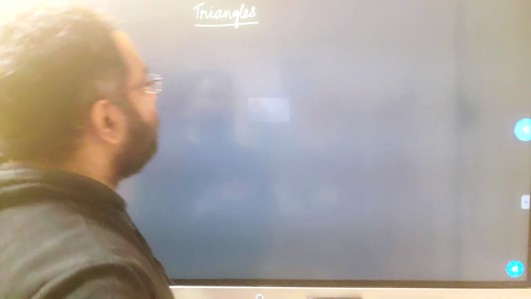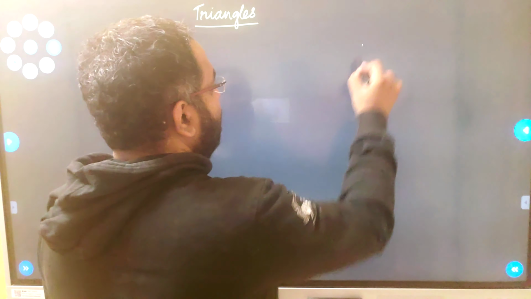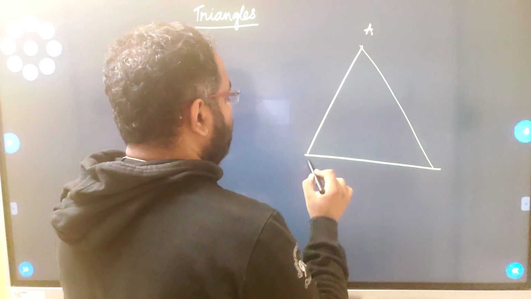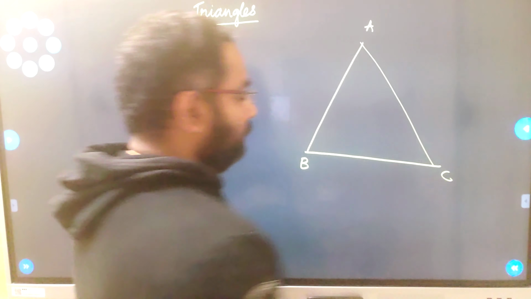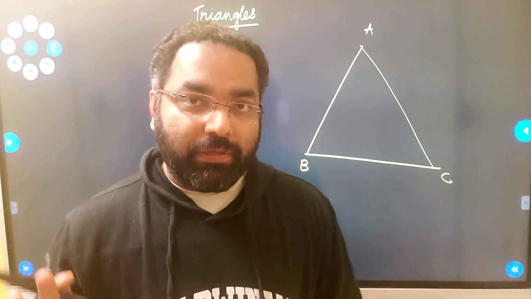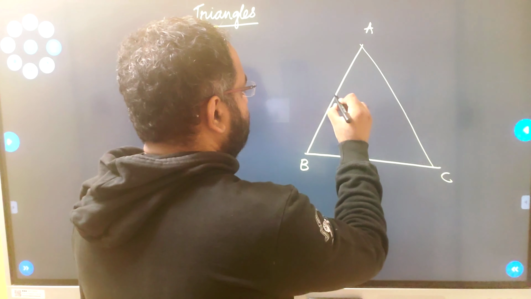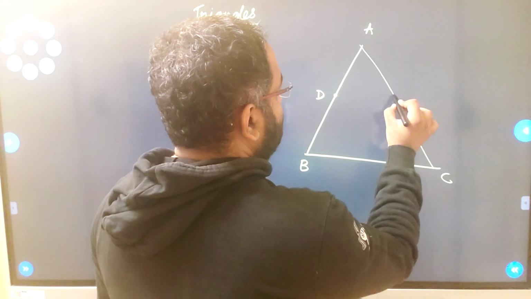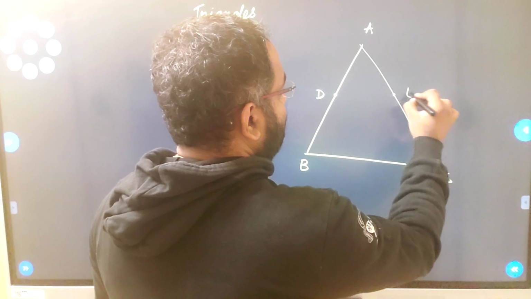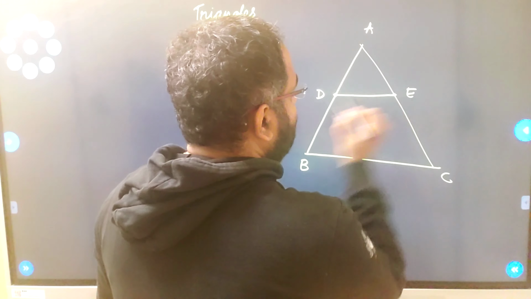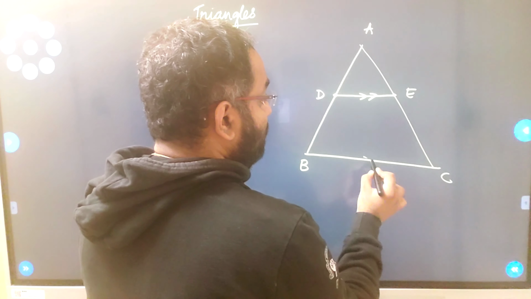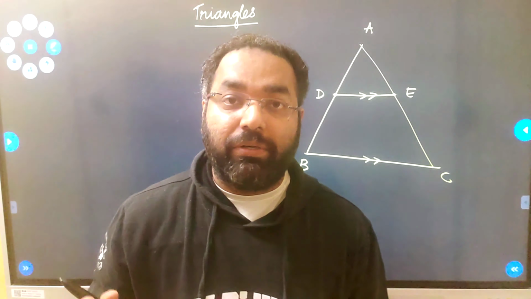The best way to understand it is by taking a simple triangle. Let's take ABC to be our triangle. Your job here is to just find 2 points. Let's find a point D on AB, and a point E on AC, and let us join them. However, when you join them, make sure that this line is parallel to the base. That's the only condition you need to have.